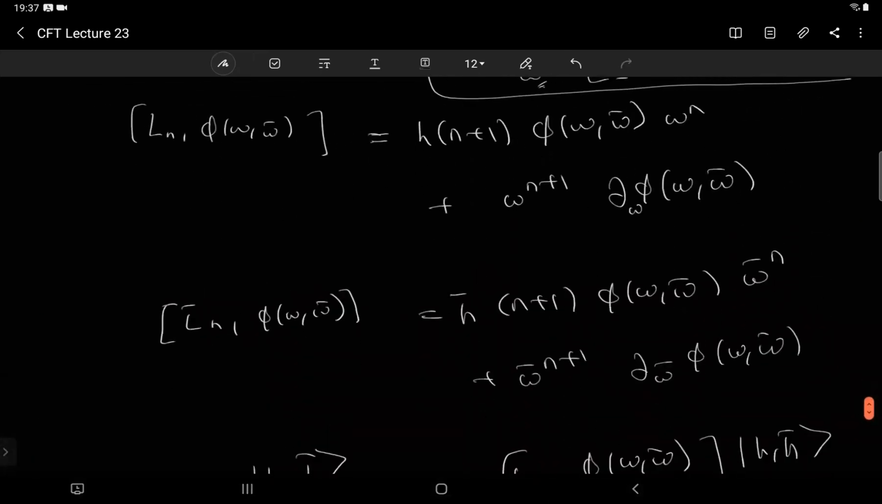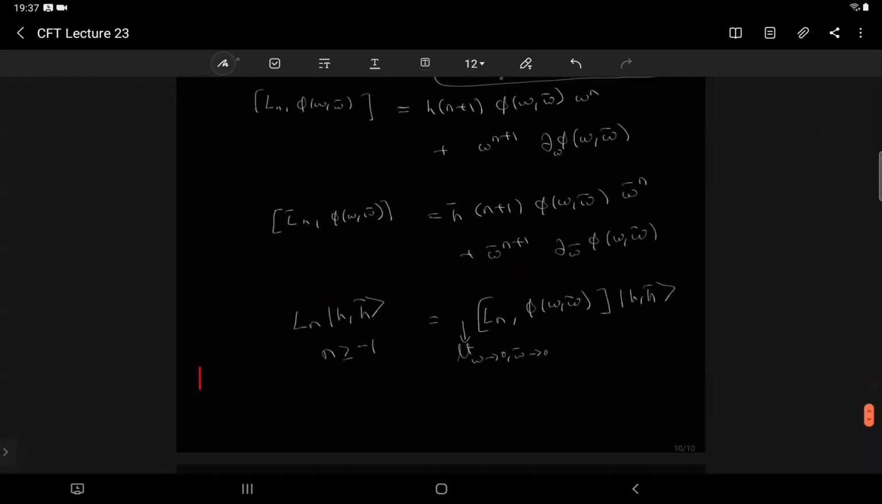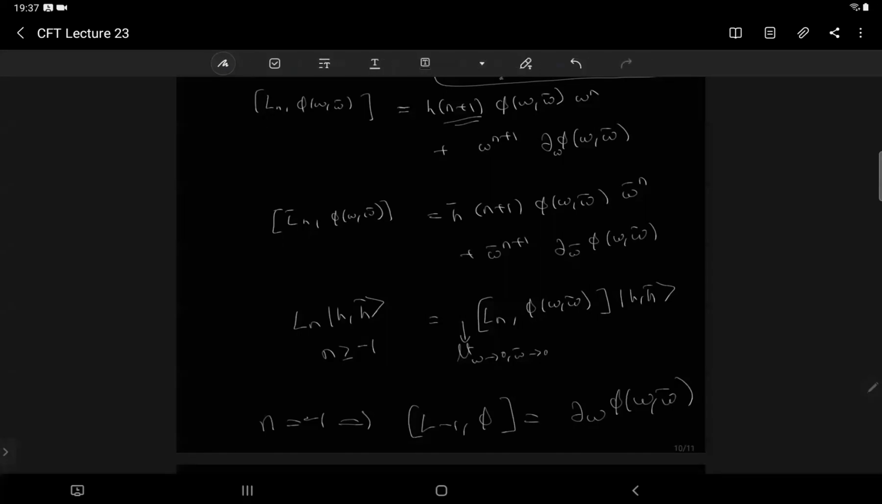So now if you put it here, you see what will happen. If you take omega goes to 0, then for n equal to, so let's take n equal to minus 1. For n equal to minus 1, what will happen? This L minus 1 comma phi commutator is given by this term, which is vanishing because n plus 1 is 0, and this term will be just del omega phi omega omega bar. Right? n equal to minus 1.